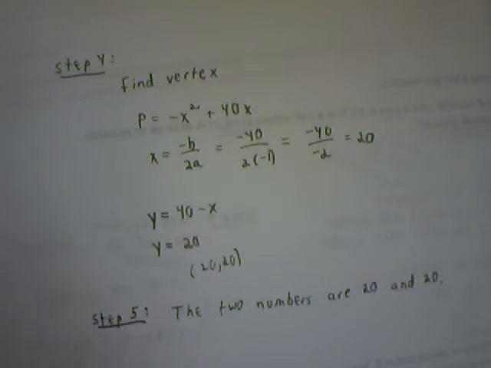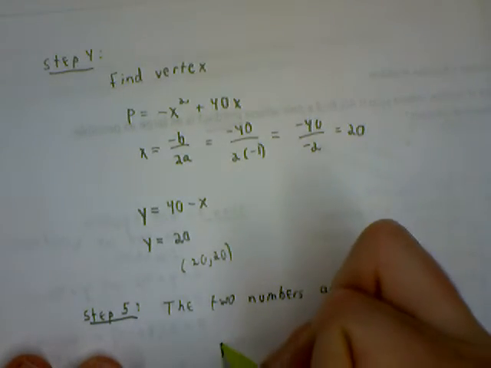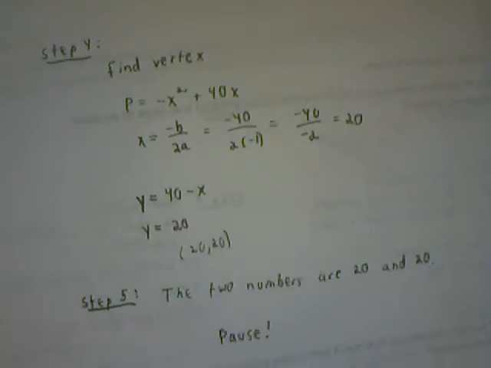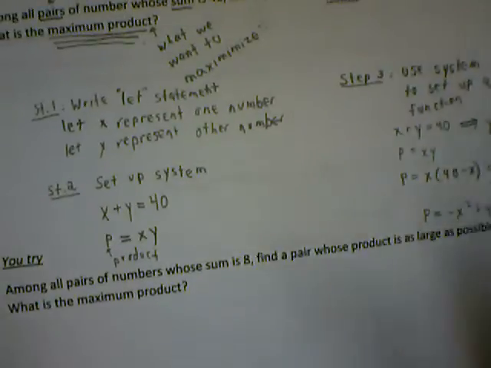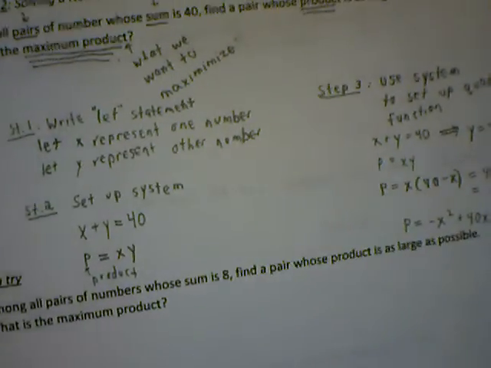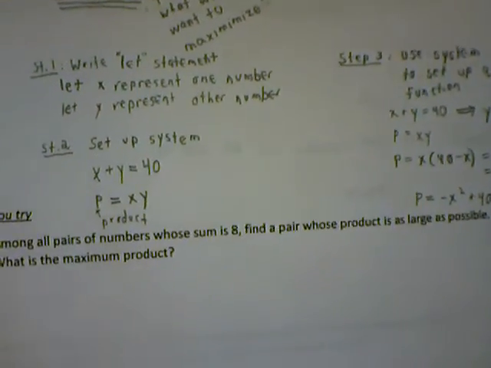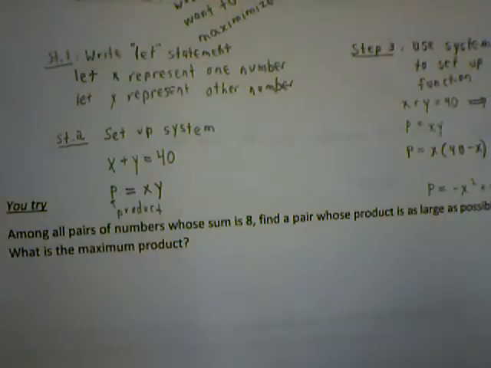Now I'm going to ask you guys to pause the video right now and try this next one as soon as you see it. Among all pairs of numbers whose sum is 8, find the pair whose product is as large as possible. Go ahead and check your work when you're done. Pause the video right now and then check your work in a second.